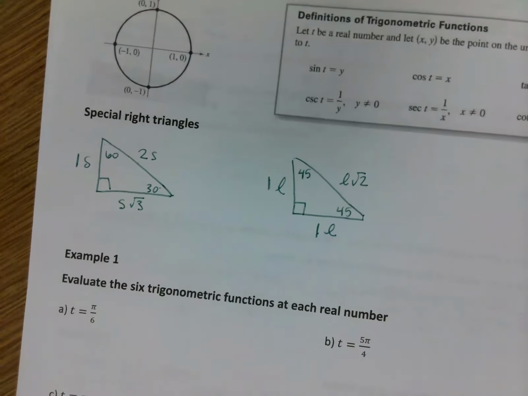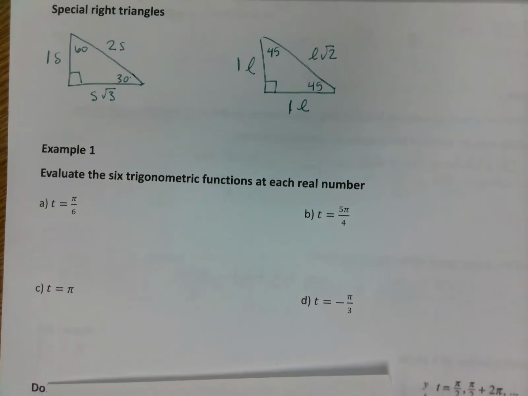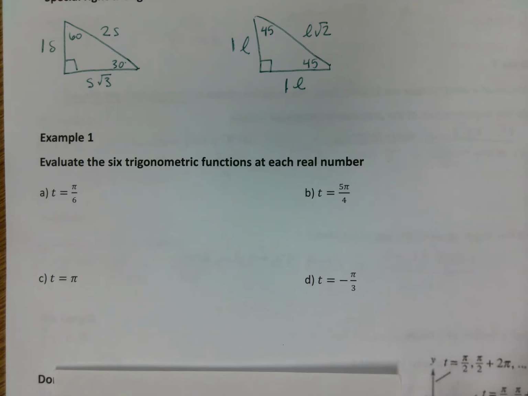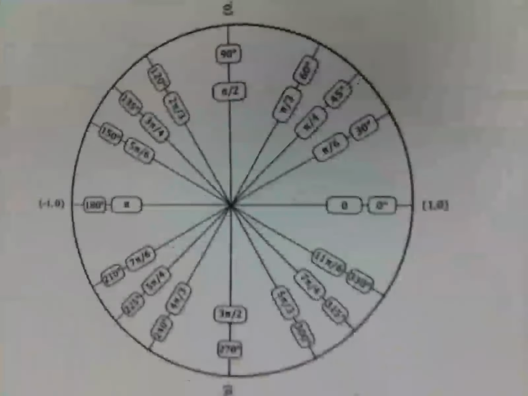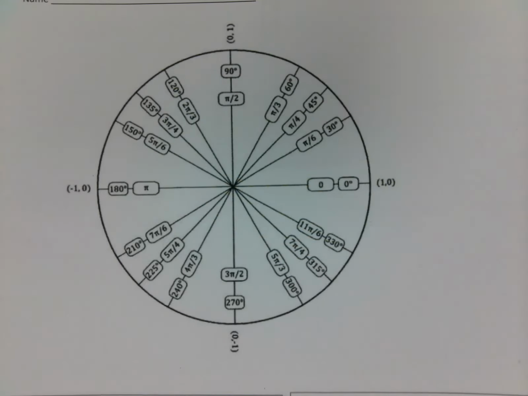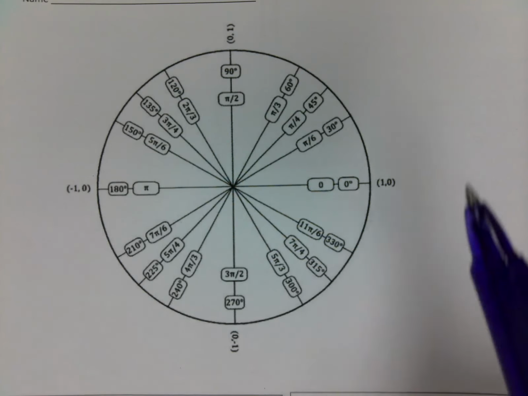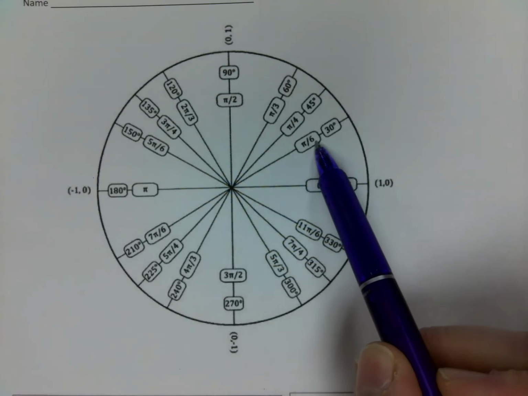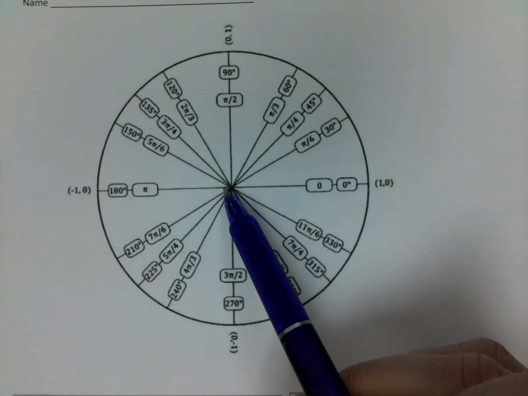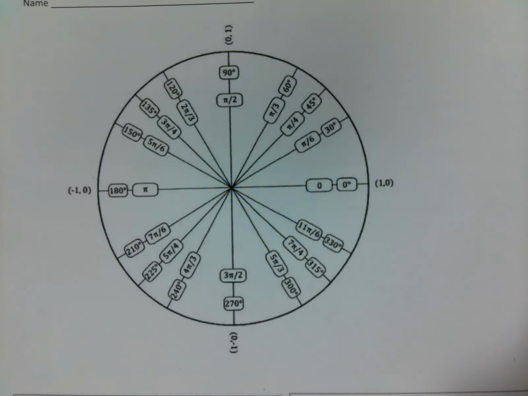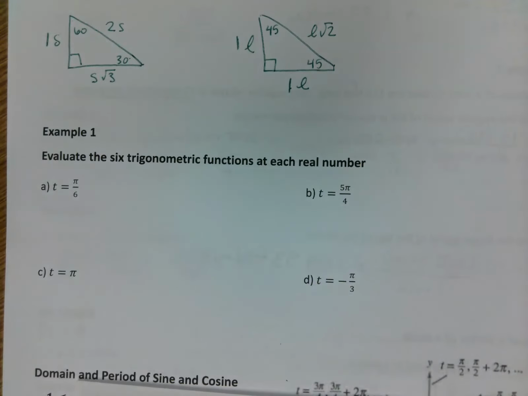So for this first one, when I want to evaluate pi over 6, this is where having this handy dandy unit circle that you can fill out in class, and we will go over it, will help you. Pi over 6 is also equivalent to 30 degrees. So we just did sine, cosine, tangent of that 30 degrees.